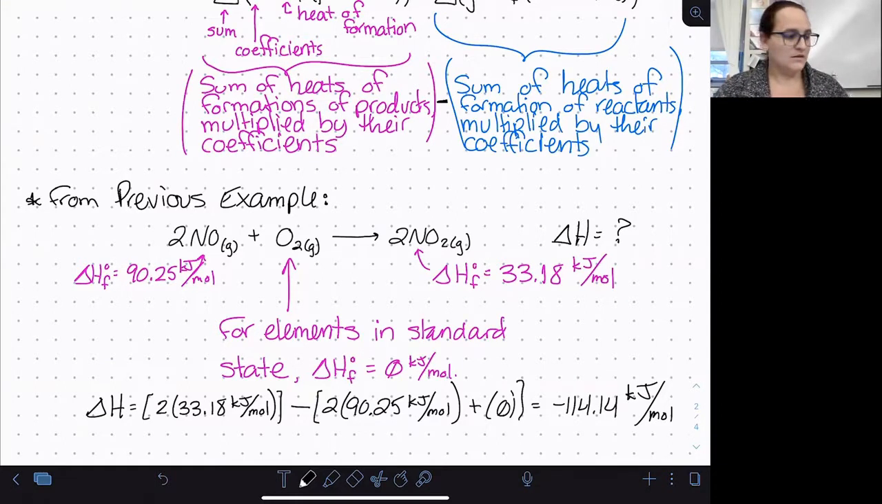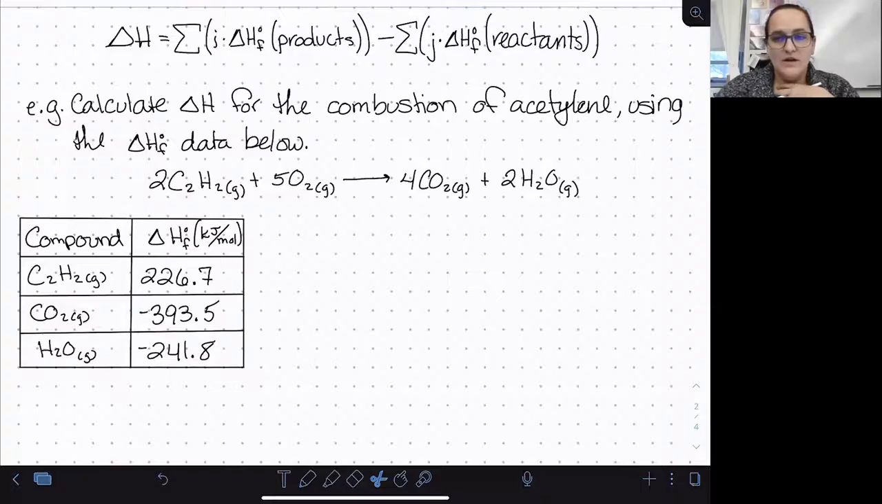So let's look at one more example. Why don't you take a minute and try to solve this one. I put the equation up at the top here. Again, you're going to take the heat of formation for each of your products, multiply by its coefficient, add all of those things together. Do the same thing on the reactant side, and then products minus reactants to get your final answer.